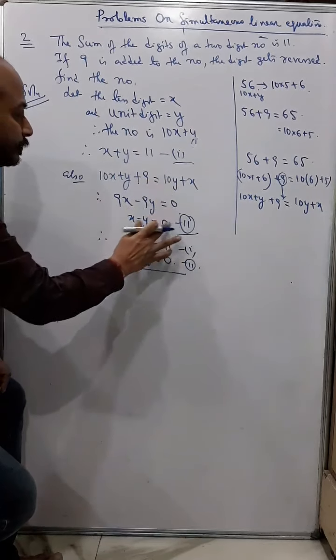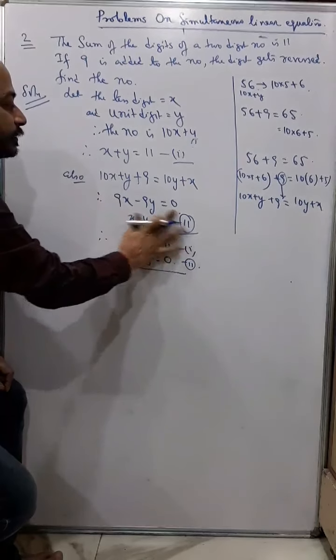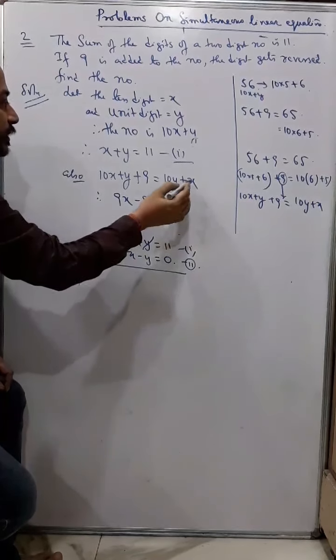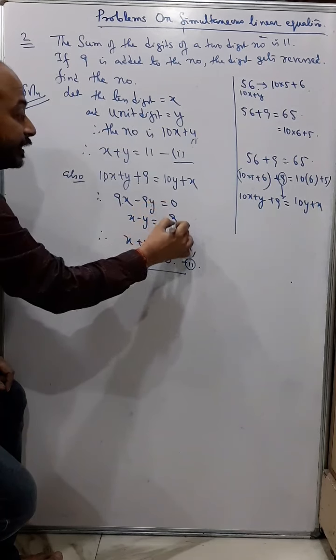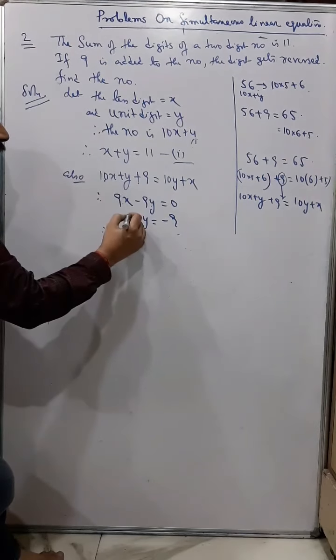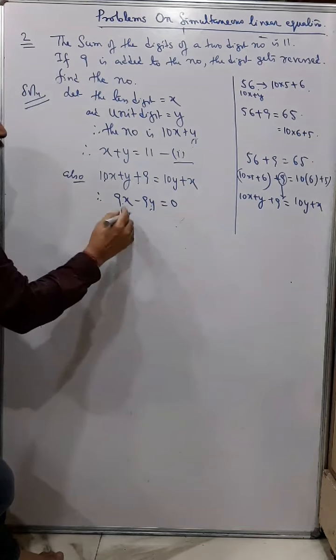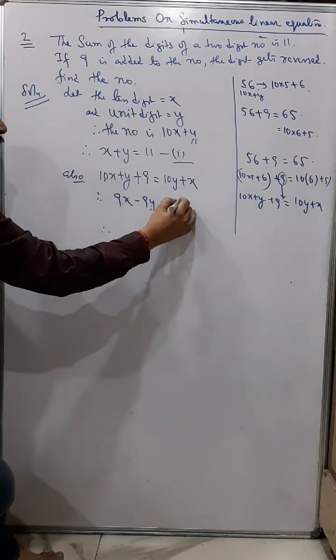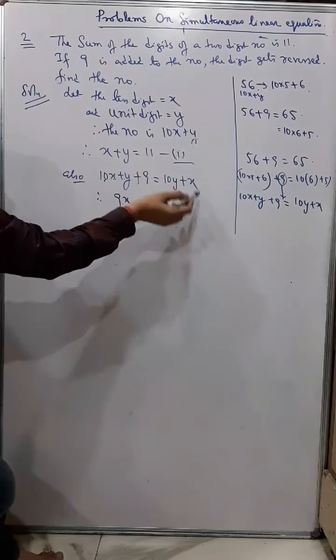Oh, 9. No, there was 9. Sorry, it is 10x equation. The second one will be 9x minus 9y is equal to minus 9. Here it will be minus 9. Understand? 10x minus x, y minus 10y, and 9 goes there.